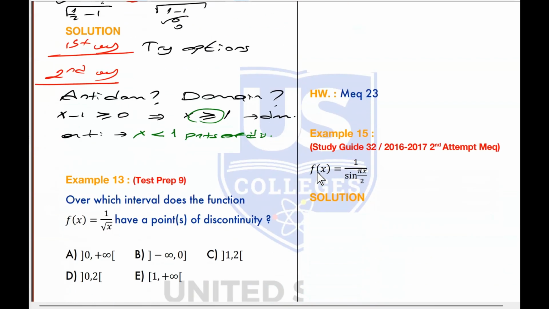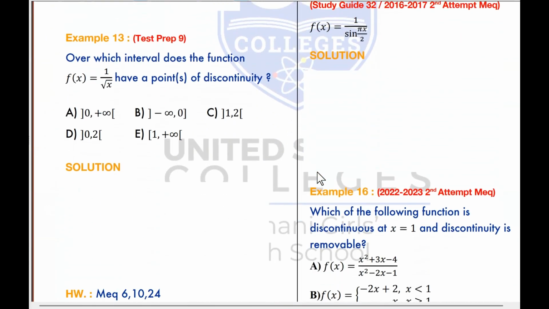All right. Another question, test prep 9. So you can also try options. Let me try options first. First way, try options. Over which interval does the function have a point of discontinuity? So, from 0 to infinity, when you pick a number, 0 is excluded. For example, 1, 2, 3. It doesn't make the function undefined. It is defined. So there is no point of discontinuity in this option.